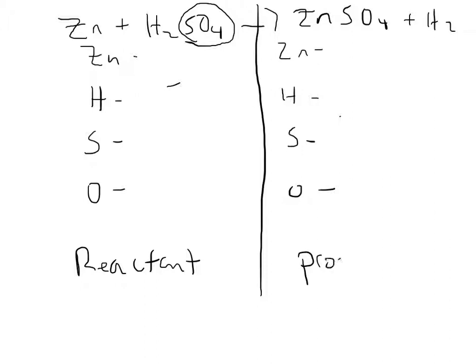versus the product side. So in this equation, we are reacting zinc with hydrogen sulfate, and it produces zinc sulfate plus hydrogen gas. So let's count our atoms. We have 1 zinc, 2 hydrogens, 1 sulfur, and 4 oxygens. On the other side, 1 zinc, 2 hydrogens, 1 sulfur, and 4 oxygens.